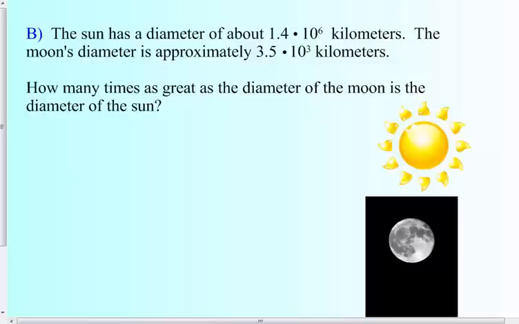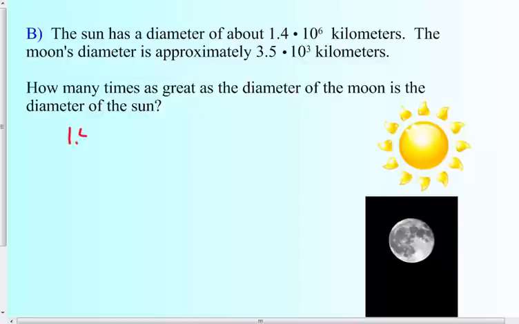The letter B, the second one here. The sun has a diameter of about 1 4/10 times 10 to the 6 kilometers. The moon's diameter is approximately 3 5/10 times 10 to the 3rd kilometers. How many times as great as the diameter of the moon, that's going to go in the denominator, is the diameter of the sun?